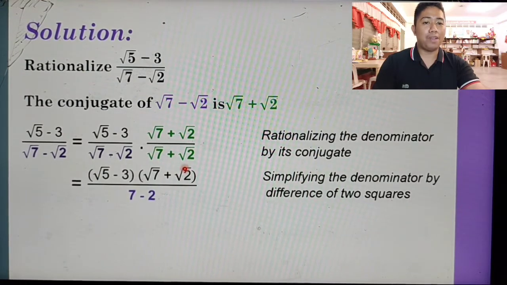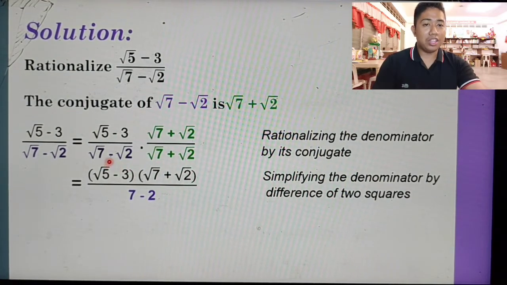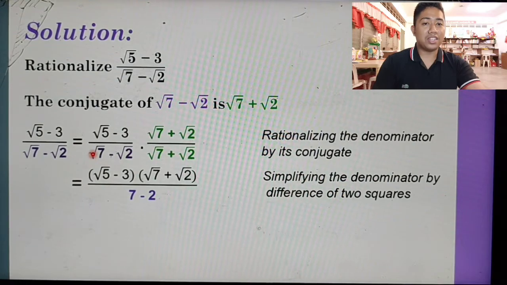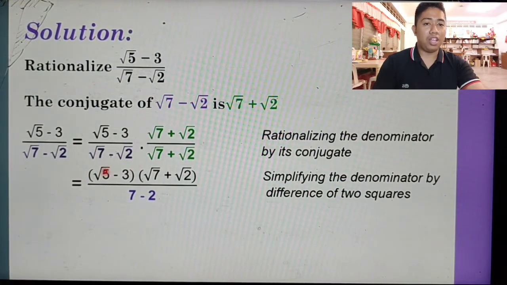Okay, next we apply simplifying the denominator by the difference of two squares, one of the special products. So the answer always has the negative sign between, and we eliminate the radical signs. So that is 7 minus 2. So that is very easy. And on the numerator, we apply the product rule.